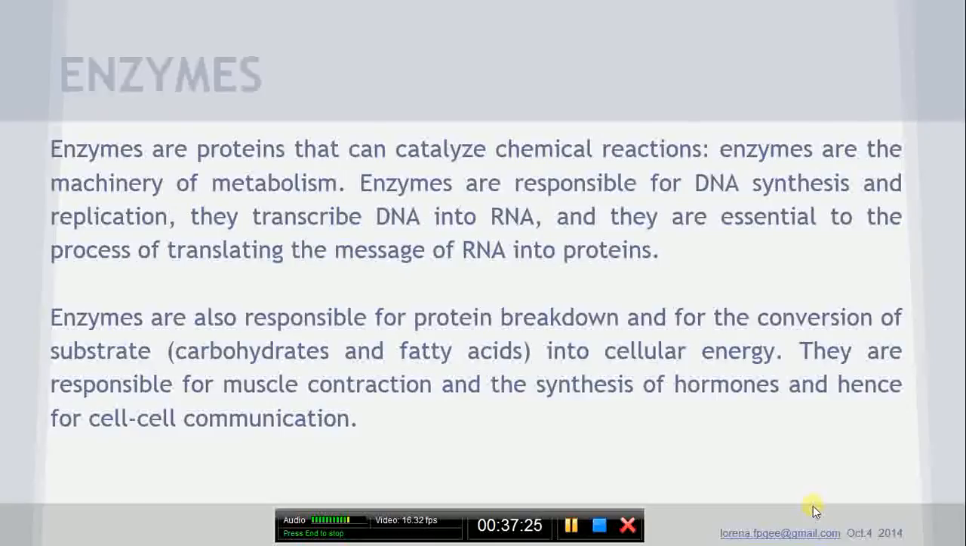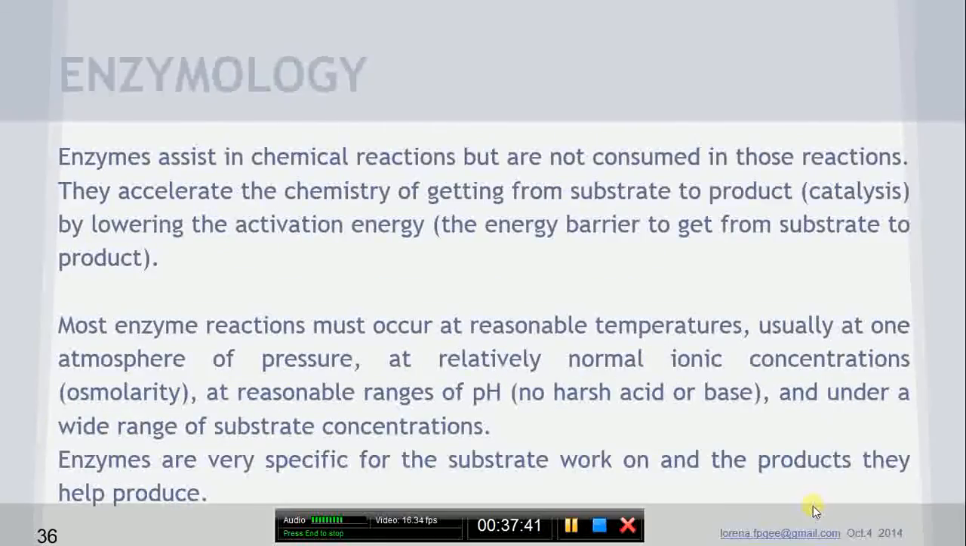Enzymes are also responsible for protein breakdown and for the conversion of substrate, carbohydrates and fatty acids, into cellular energy. They are responsible for the synthesis of hormones and hence for cell-cell communication. They are indeed the machinery that makes cells work, because they are also responsible for muscle contraction and, hence, the real work of an organism.